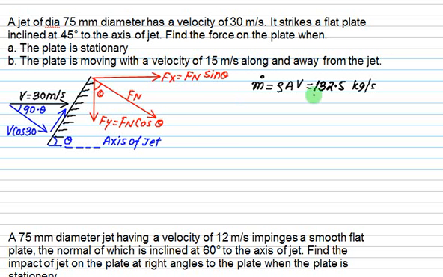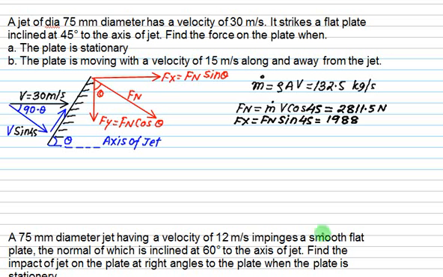So the m dot will be 132.5. So Fn equals to m dot into V cos 30. We have sine of what? 45. But it will be same sine and cos. Now we can calculate Fx. Fx is Fn into sine 45. I think Fy will also be same.